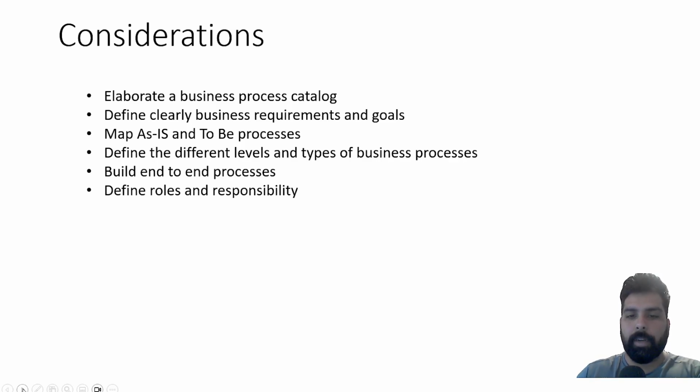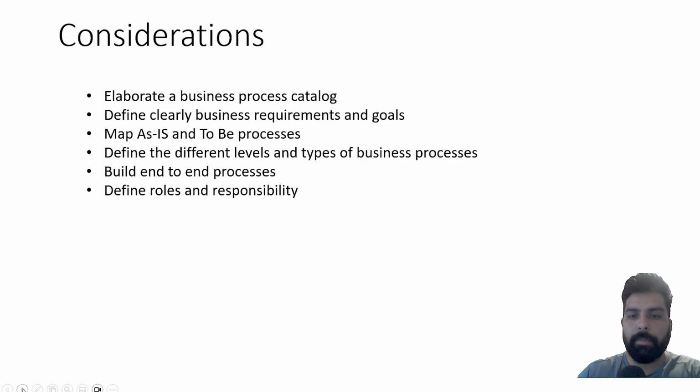For example, I will have procure to pay, which will be broken down into, let's say, a procurement process, an invoicing process, and a payment process. And then the procurement process is again broken down into how you manage your controls and policies, how you procure, and how you receive those materials and services. So it is a process catalog.